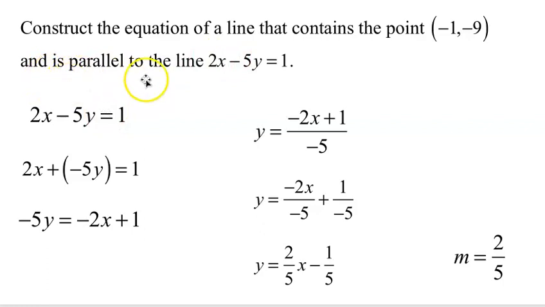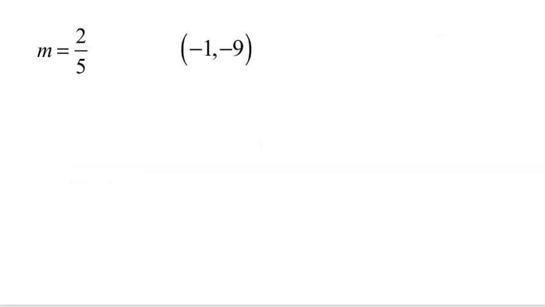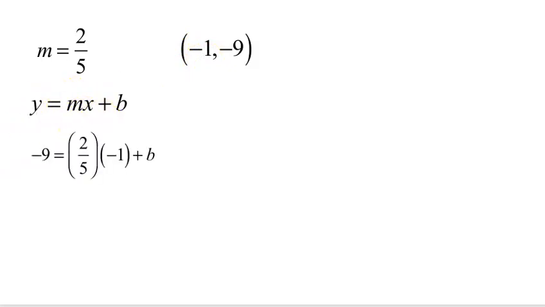And I want a line that is parallel to that line, so I will also need a slope of 2/5. So the slope will be 2/5, and the point will be negative 1, negative 9. I want to find the equation of the line with that slope through that point. I'm going to do that by solving y equals mx plus b for b, plugging negative 1 in for x and negative 9 in for y. So again, y equals mx plus b. Negative 9 equals 2/5 times negative 1 plus b. 2/5 times negative 1 is negative 2/5.